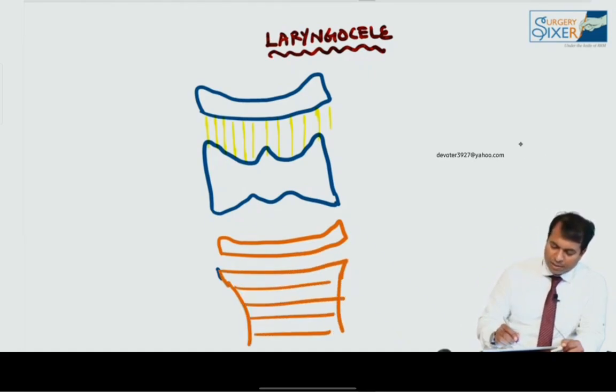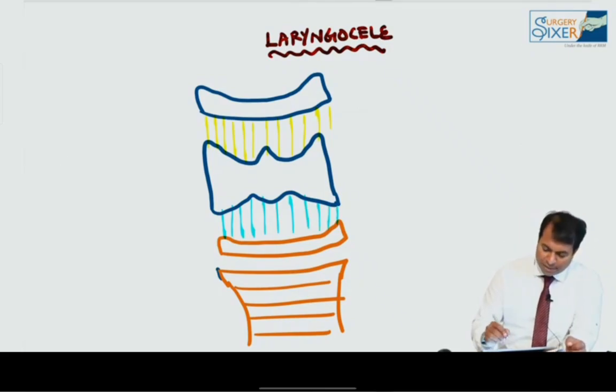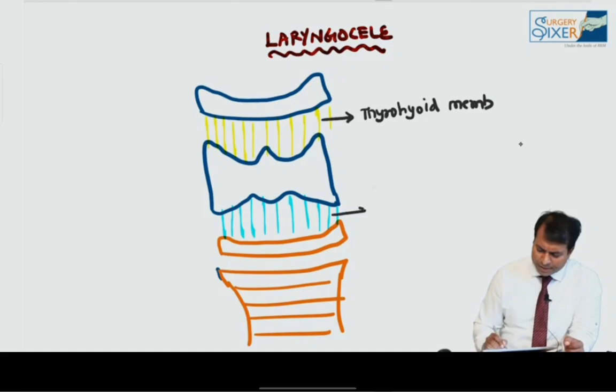Tracheal rings will start. And what is the name of this membrane between thyroid and cricoid cartilage? This is cricothyroid membrane. So please don't forget these two membranes. This is thyrohyoid membrane. This is cricothyroid membrane.